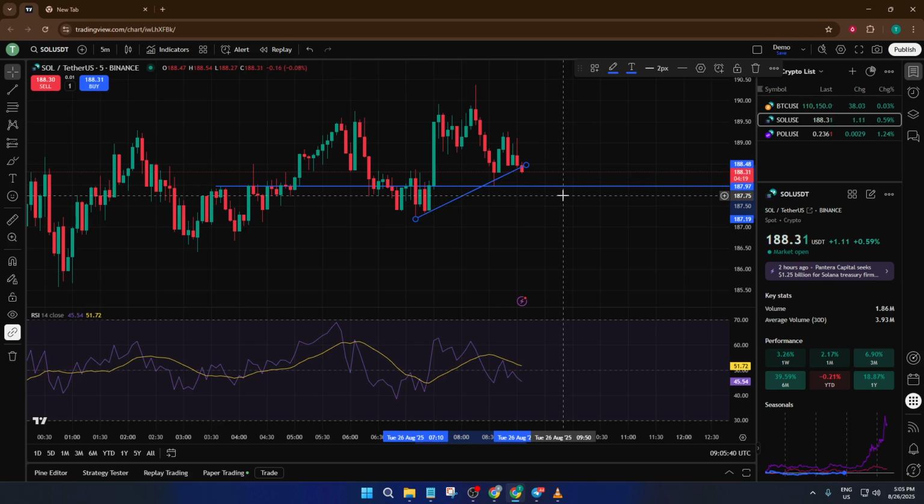So using both tools in tandem gives you a much richer read on the market than using either one alone. It's like combining a map with a compass. The map gives you the landmarks, and the compass shows you which way you're moving. And that's it. Drawing support and resistance using both horizontal and trend lines in TradingView is a fundamental skill that can dramatically improve your chart reading and help inform your trading decisions.